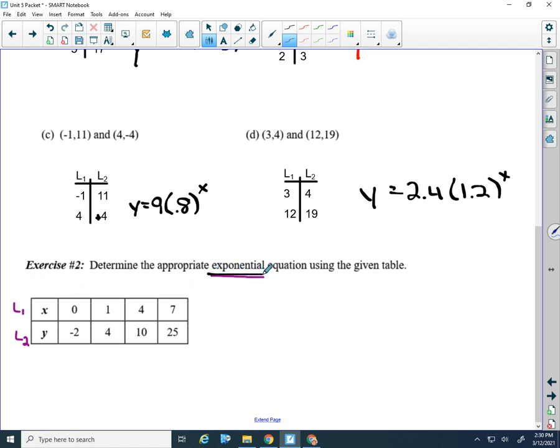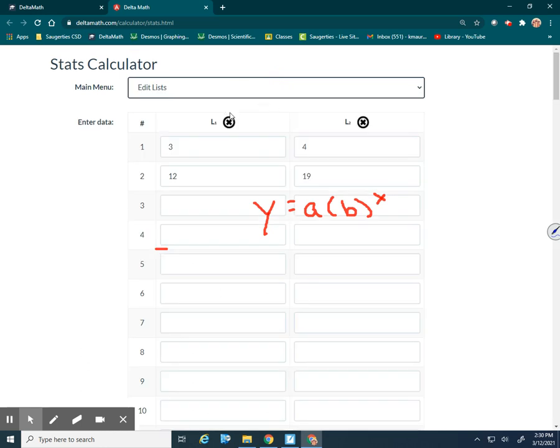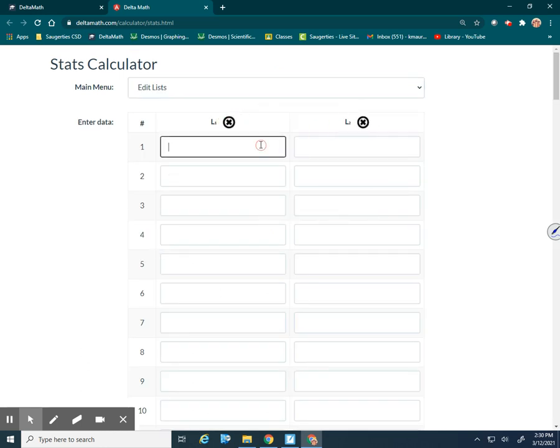Now the last one is the exact same thing. We're still doing exponential, but look, we have more points, and that's okay. These x's all go into the L1, and then the y's go into the L2. So I'm going to go back here, back to edit, X these out. So now I'm just going to type, and I'm hitting the down arrow. 4, 7. Oh, I have a feeling we're going to get an error.